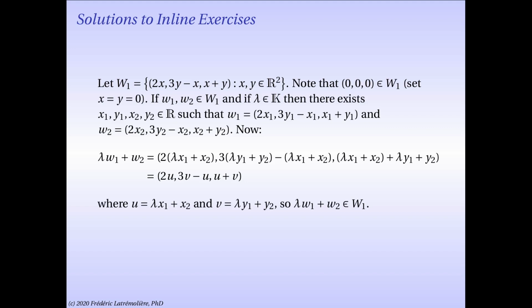What's important is that once you group the terms appropriately, you see that lambda W1 plus W2 is of the form (2u, 3v minus u, u plus v). It's the same form as what I need to conclude that this combination of vectors is indeed in W1. I just have to have the right u and the right v. I wrote them for you on the slide. So I was able to express lambda W1 plus W2 as yet another element of the set W1. Since W1 also contains 0, my characterization allows me to state that W1 is indeed a subspace of R3.